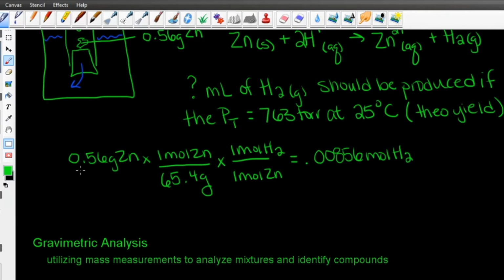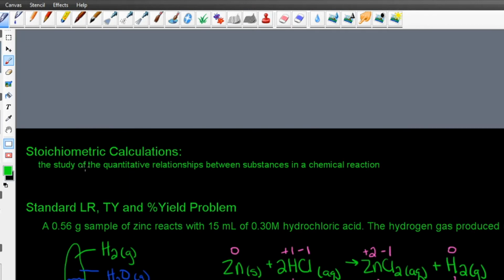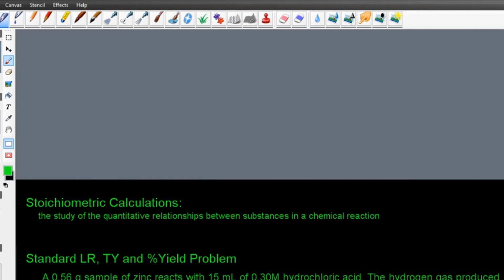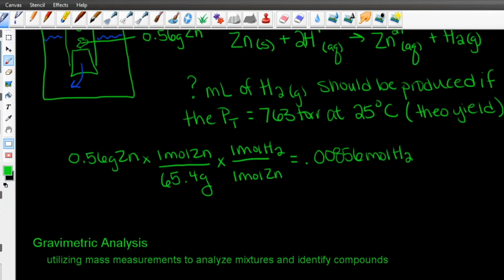Now let's work with the hydrochloric acid. How much hydrochloric acid did I say we had here? 15 mL of 0.3 molar. 15 milliliters of HCl, 0.3 moles of HCl per 1,000 milliliters. Go ahead and use my molarity as a conversion factor.